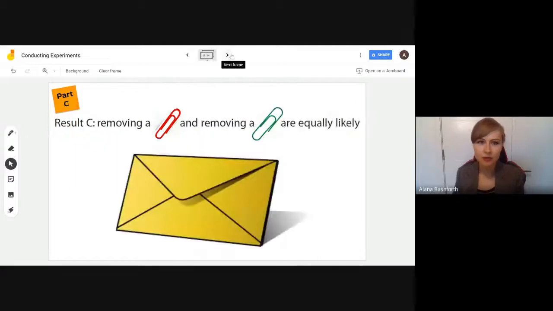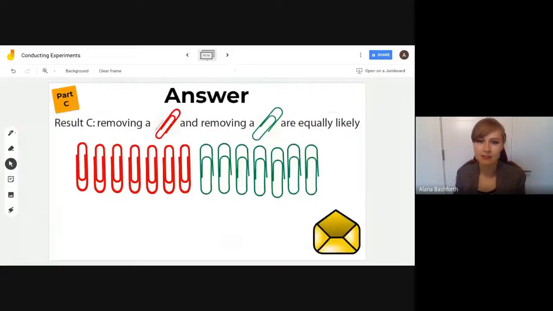The last one is to design an experiment where removing a red paper clip and removing a green paper clip are equally likely. That means it doesn't matter how many paper clips we have in total. We just have to make sure we have an equal number of red and green. So we could have 5 and 5 or 3 and 3 or whatever. I did 7 and 7. It's more fun to grab from multiple paper clips than a couple paper clips.